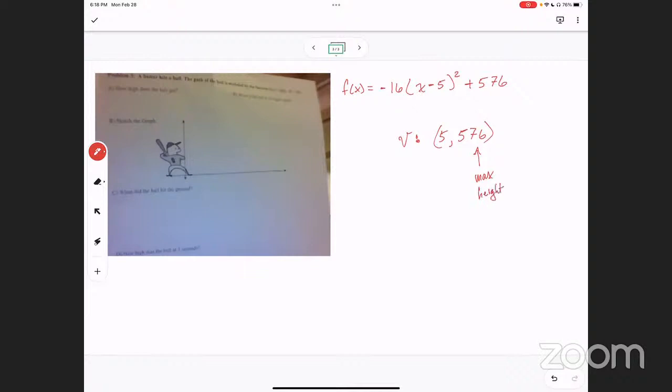This is not distance. This is height. Well, we can find the distance, but the distance is when it lands on the ground again. So the max height is 576, and that's the time it takes, right? Yeah. And so they're going to probably ask us when it hits the ground.